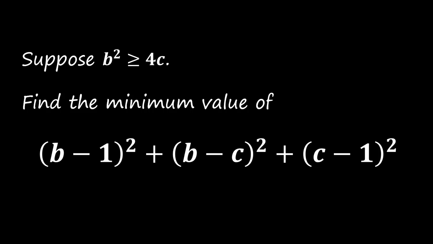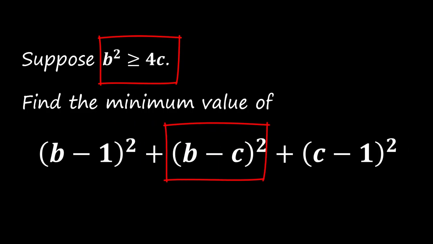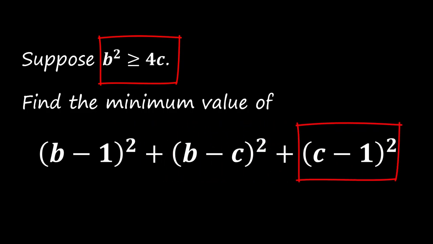Today's problem is, suppose b squared is greater than or equal to 4c. Find the minimum value of (b minus 1) squared plus (b minus c) squared plus (c minus 1) squared.